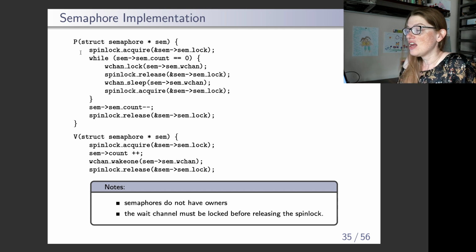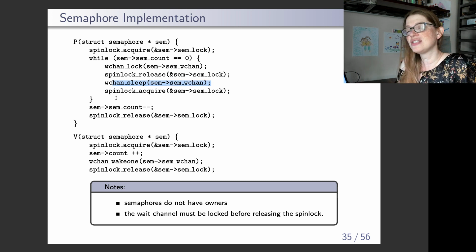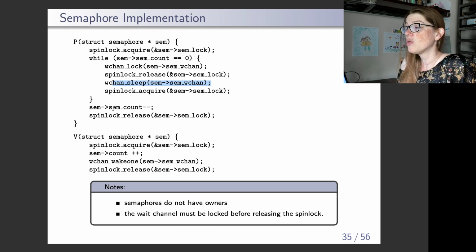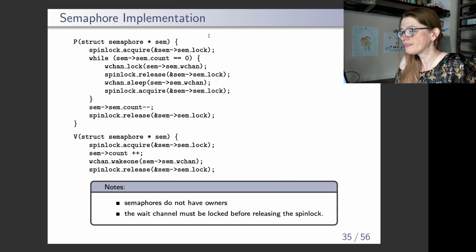If you look at this, you've got acquiring the spin lock and then atomically testing the counter. If the counter is equal to 0, that means there are no items available. So we lock the wait channel, we release the spin lock, we go to sleep, and when we wake back up again, to make sure that there's still a resource available, we're going to reacquire and recheck our counter. Once we stop blocking, we're going to decrement the counter to take the item and then release the spin lock.